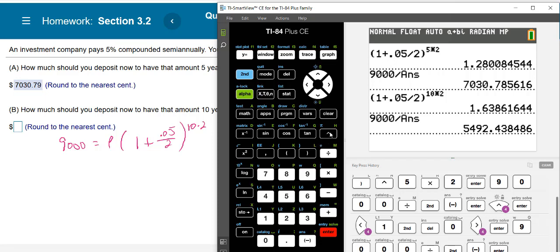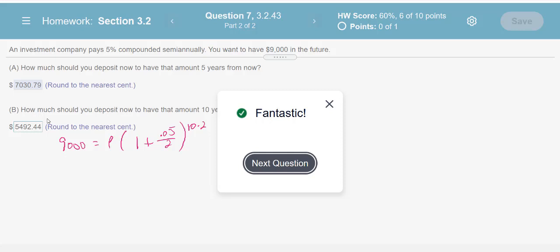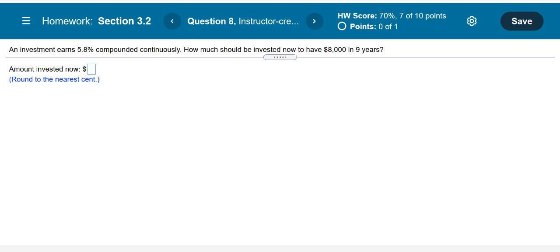And round to 2 decimal places. Number 8, we are again using the continuous compound interest formula. Our interest rate is 5.8% or 0.058, and we need to know the amount now, which means we're looking for P, to have 8,000, which is A, in 9 years, which would be the T.